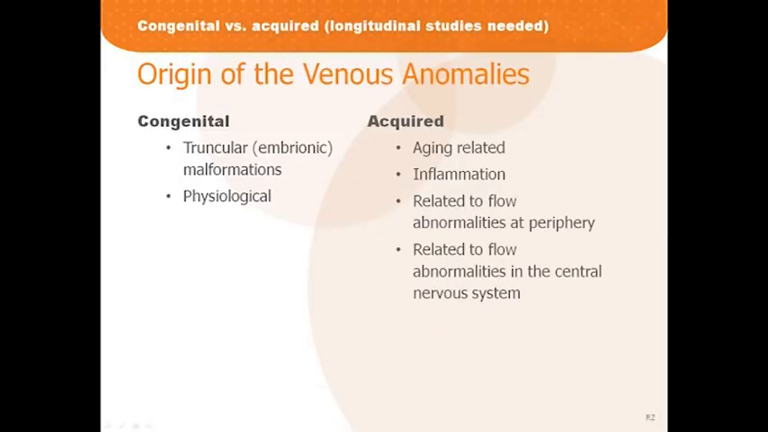So we need to consider that some of these anomalies may be aging related, could be inflammation related, because there is a lot of inflammation in MS patients, could be related to the changes in periphery. If you open the literature, you will find that people who have hypertension or people who have chronic obstructive pulmonary disease have also reflux in their jugular veins.